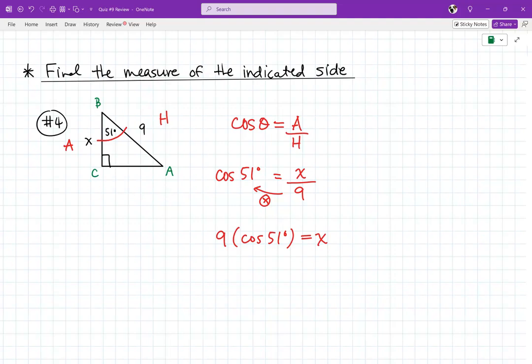Okay. So anyway, we're going to do 9 times cosine of 51 degrees. That gives me 5.663. I didn't tell you what to round it to, but let's do the nearest hundredth. That's two numbers over. So x would be 5.66 if we round to the nearest hundredth, because the number after the 6 is a 3. The 3 does not make that 6 into a 7.